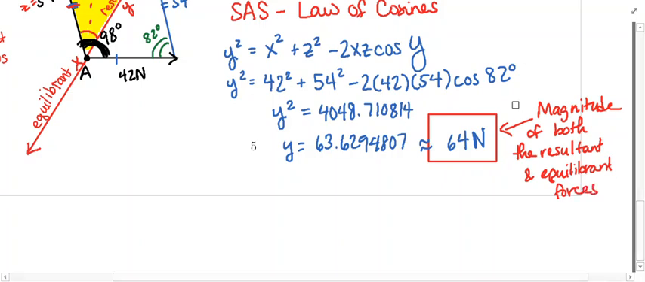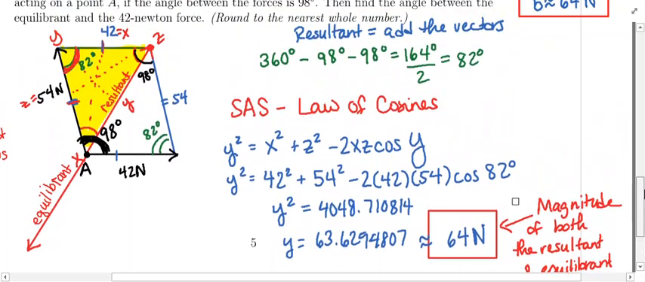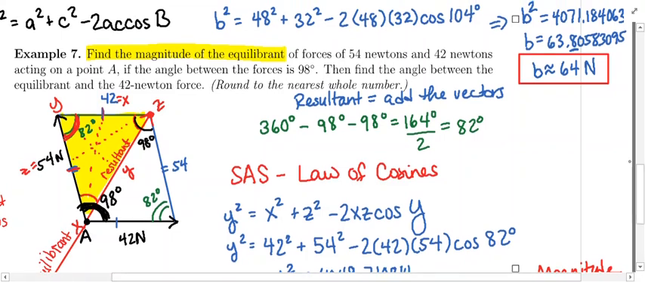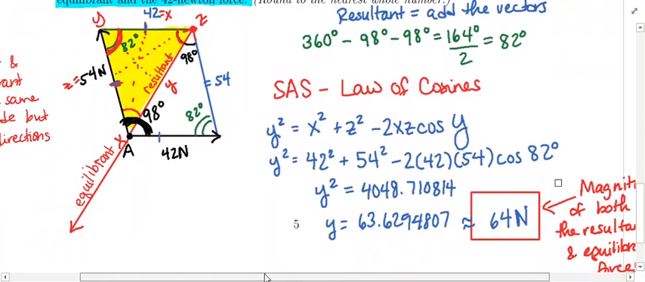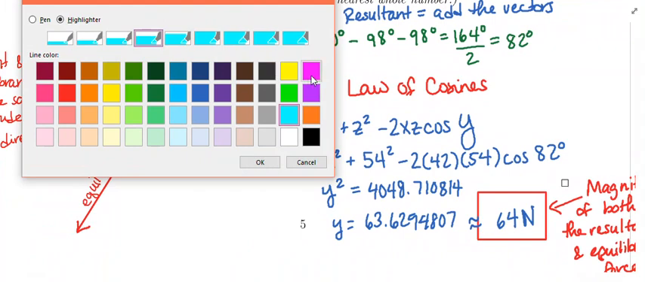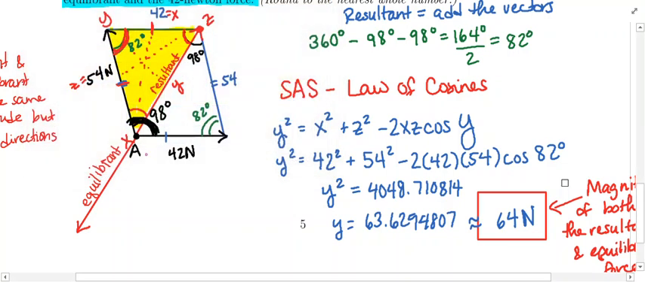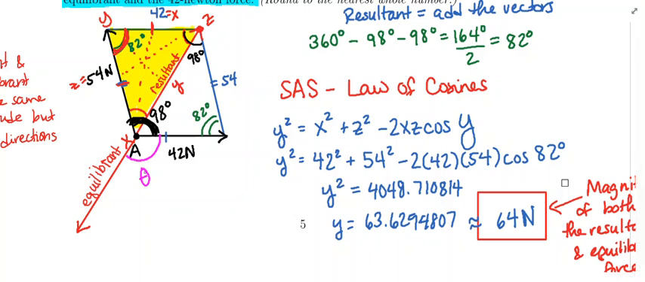So that's the first part of the question. We had to find the magnitude of the equilibrium. There's a second part to the question. Now we need to find the angle between the equilibrium vector and the 42 Newton force. Going back to the picture here, let me mark this in a different color. I'll choose pink. So that is going to be this angle right here, the angle between the 42 Newton force and the equilibrium. I'll call this theta. This is what we're looking for at this point. We need to figure out the measure of this angle.